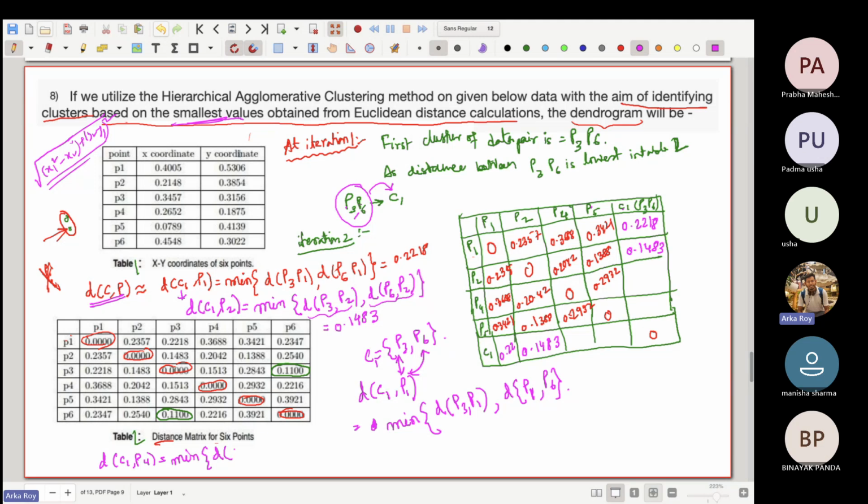So therefore I can write D P3, comma P4 and D P6, comma P4. Because the cluster is basically made up of P3 and P6. So P3 से P4 का distance is 0.1513 and P4 से P6 का distance is 0.2216. So again it would be 0.1513. So I can write 0.1513.